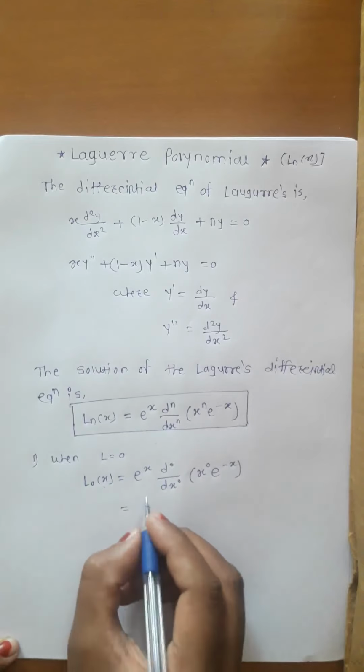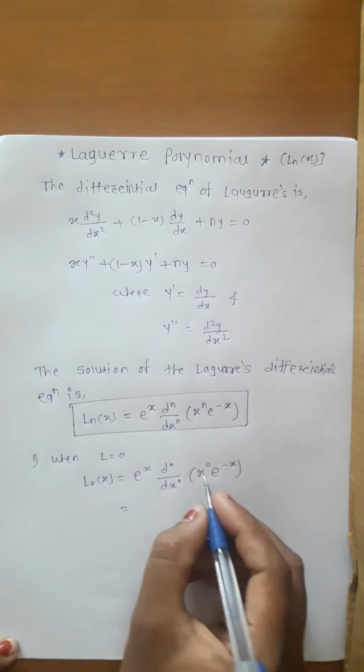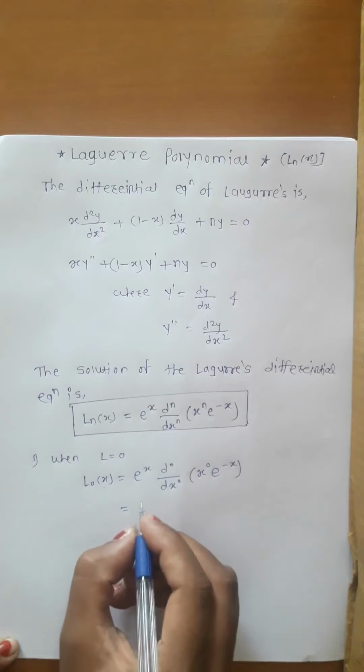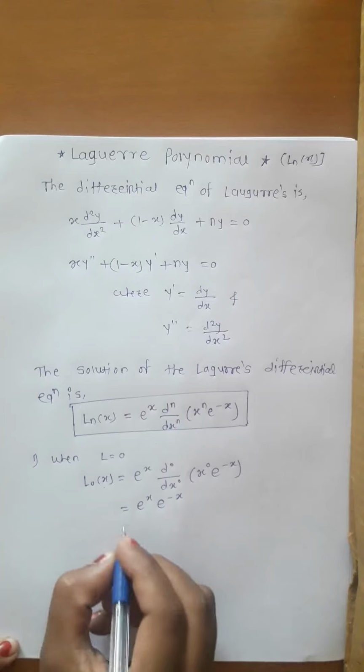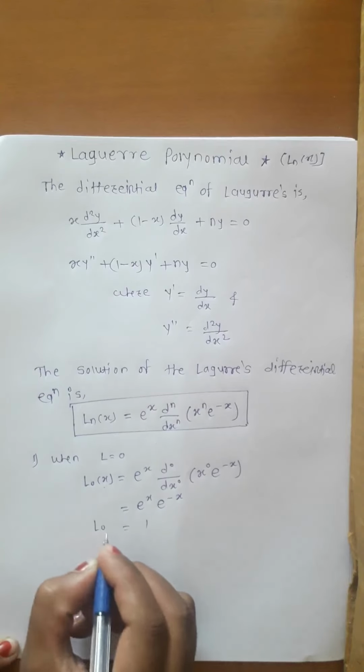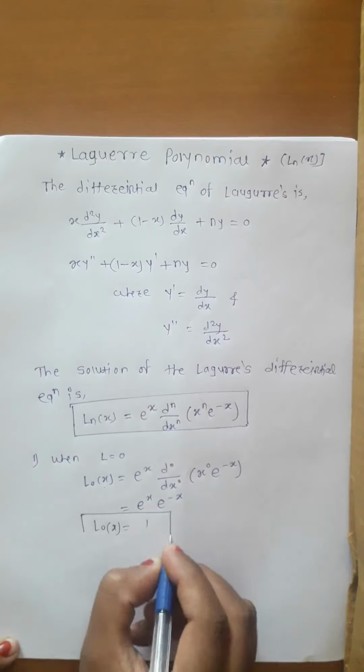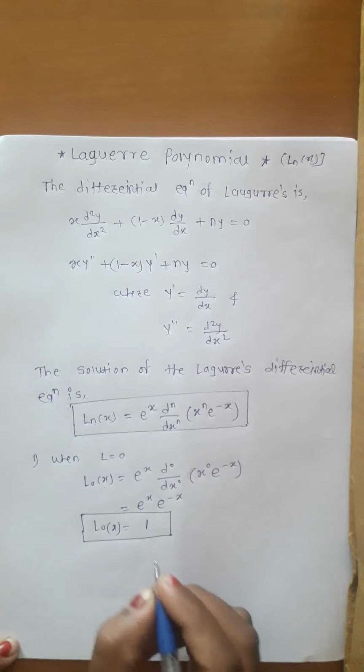Then x raised to 0 will be 1, and e raised to x into e raised to minus x will be 1. So L0 of x is equal to 1.